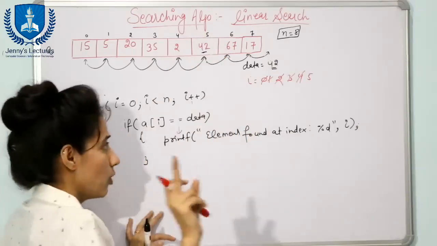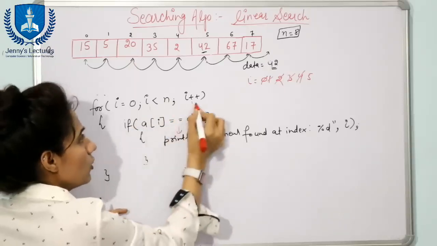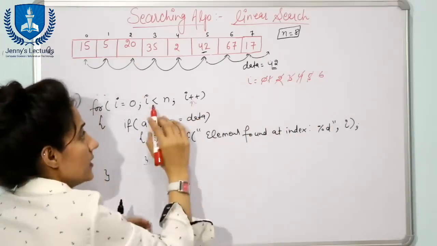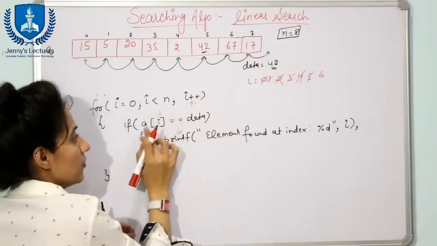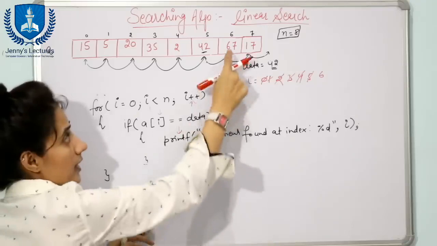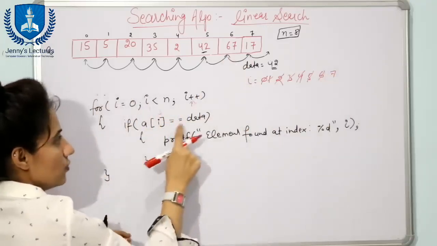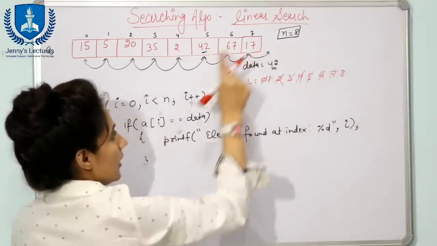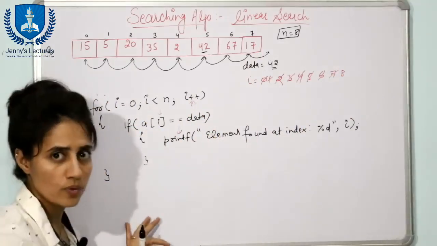Fine. Now see, the problem is here. Again after this if, control will go to I plus plus. Now I is equal to 6 and 6 is less than 8, right? Now again we are going to check if A of 6 is equal to data, but that is not true. Again I plus plus, I is equal to 7. A of 7 equal to data, no, we are not going to enter into this if. Now again I is equal to 8. Now 8 less than 8, no. Now control will go out from this for loop.